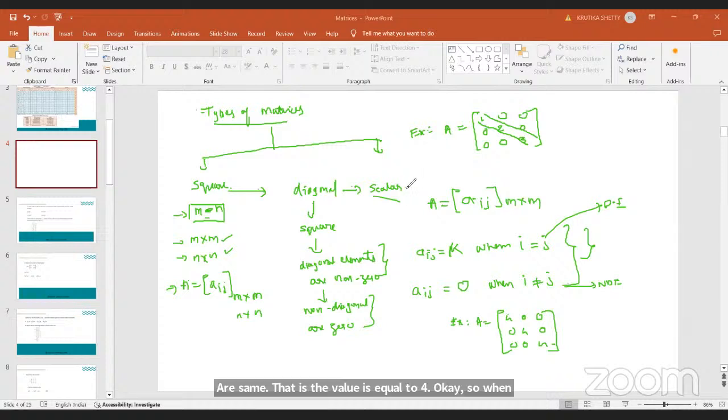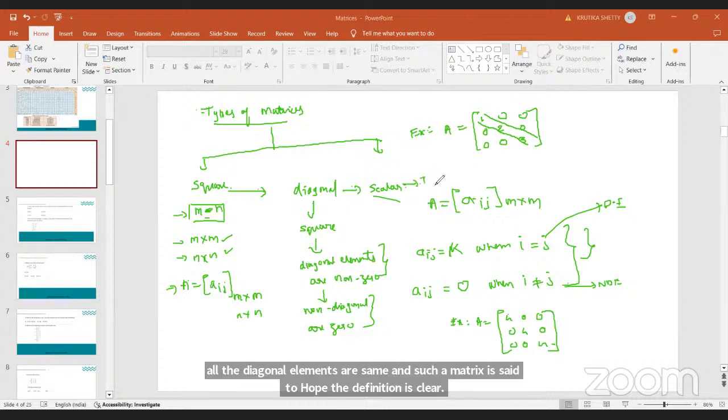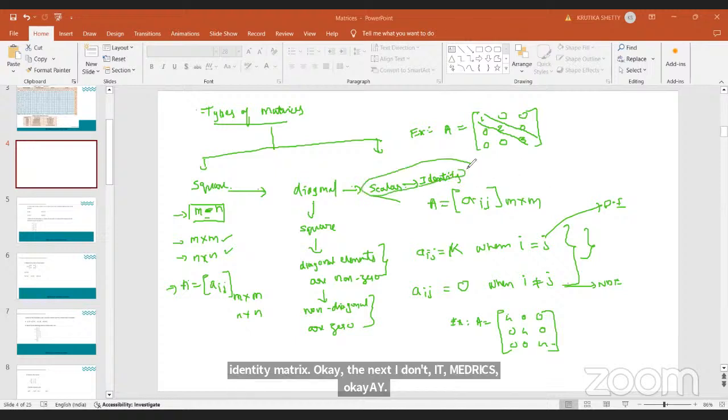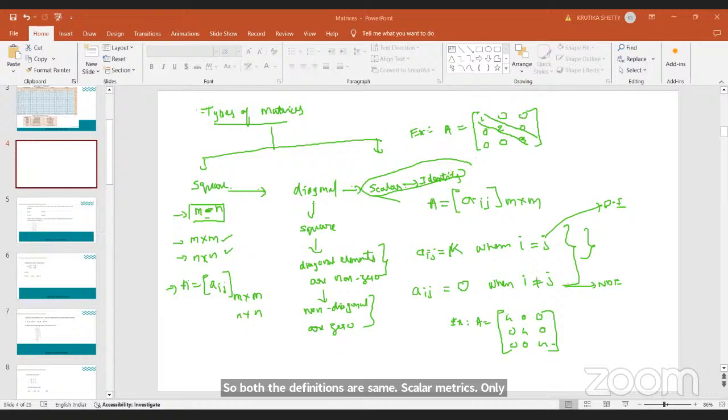Next, after the scalar matrix, the next type is the identity matrix. Both definitions are the same, scalar matrix and identity matrix, only there is one change. That one change is that the diagonal elements will be equal to 1. The diagonal element will be equal to what? It will be equal to 1. So it is also a square matrix.